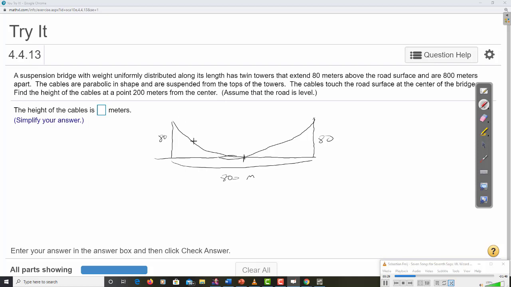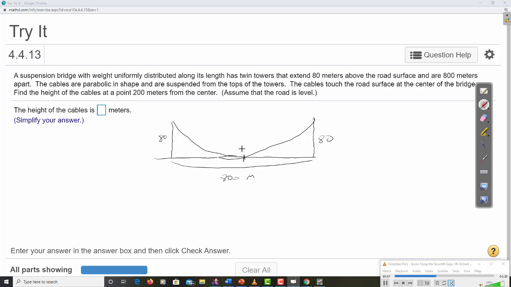We want to find the height of the cables at a point 200 meters, so basically right in the middle. You might think they're 40, but it's not because they're curved. If they were straight lines, you'd be absolutely right. They would be 40 meters up halfway along. Since they're curved, they're going to not be that. So, how are we going to find the height?